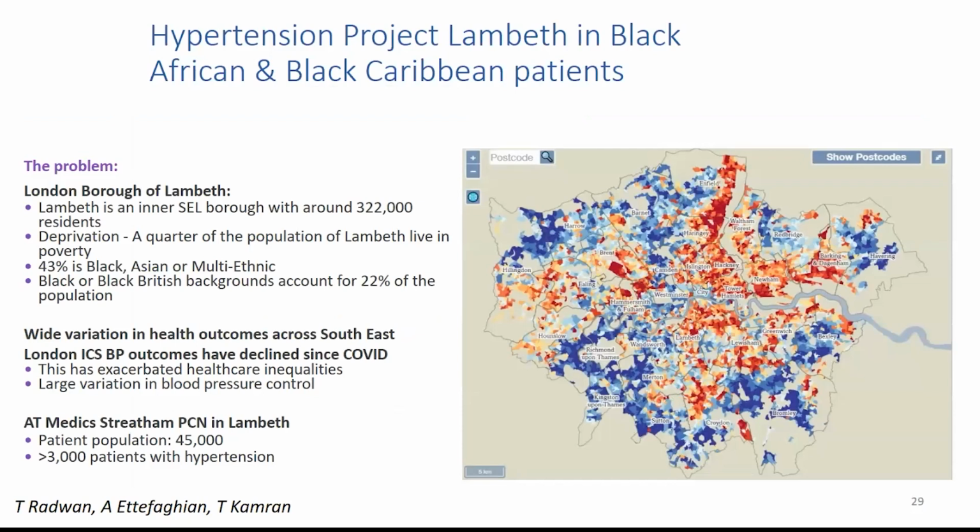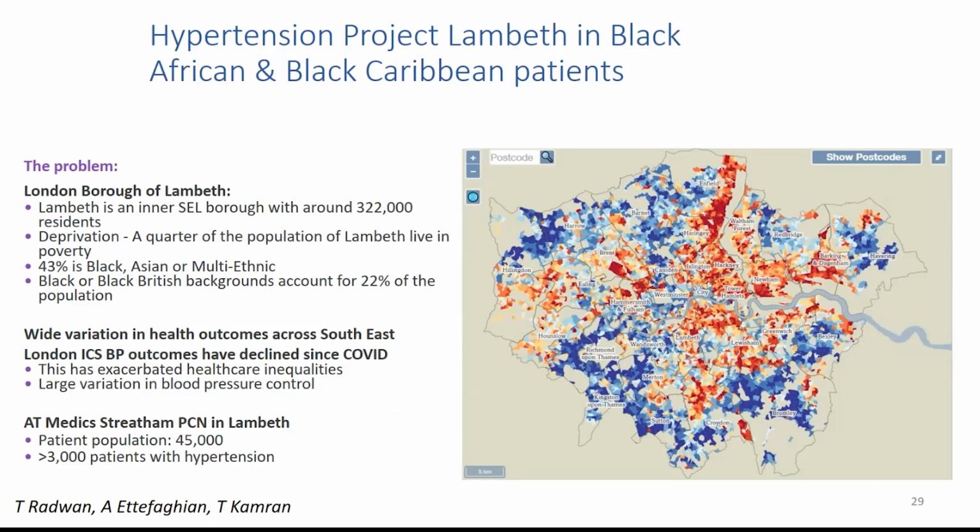So I'll just talk you through one particular project we did within the practice. We're based in Lambeth. We have over 300,000 residents in this particular area. A quarter of the population in Lambeth live in poverty, but 43% are Black, Asian, or multi-ethnic. And Black African, Black Caribbean, Black British account for about 22% of the population. So there's wide variation in health outcomes across the Southeast. And these outcomes have declined since COVID. They were there before, you didn't see them, but they declined even more since COVID.